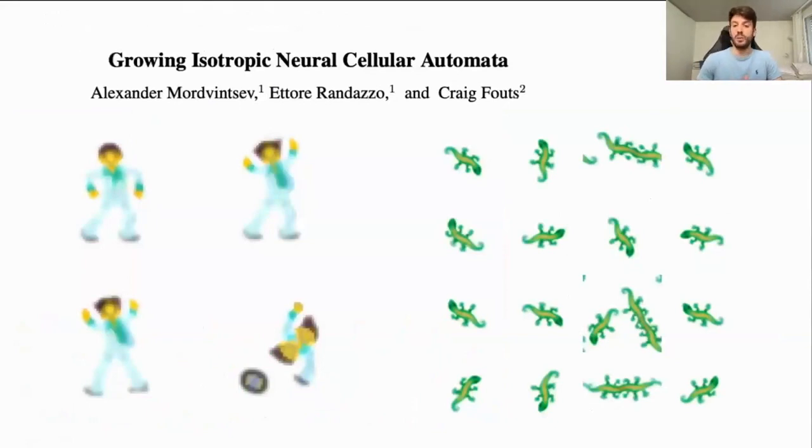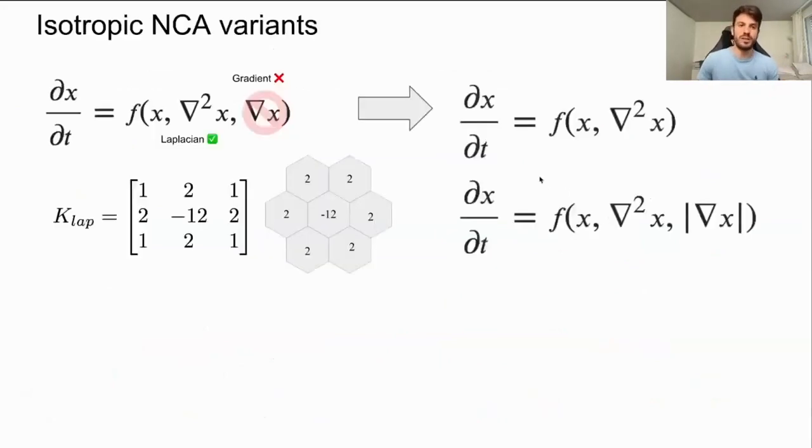Another paper which we published last year, also at ALIFE, was Growing Isotropic Neural Cellular Automata. Here, we showed how we can generate patterns that are growing from a single seed or multiple seeds, able to generate things of all possible rotations and reflections. And the way it was done is by using not Sobel filters, but Laplacian filters, which are isotropic by construction.